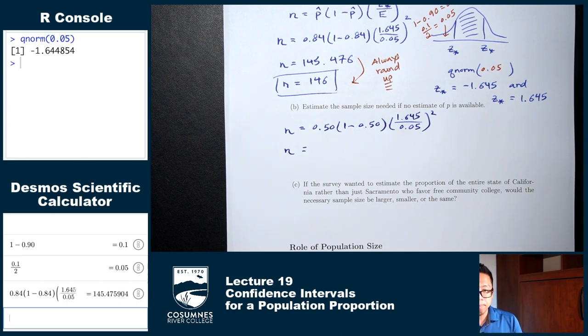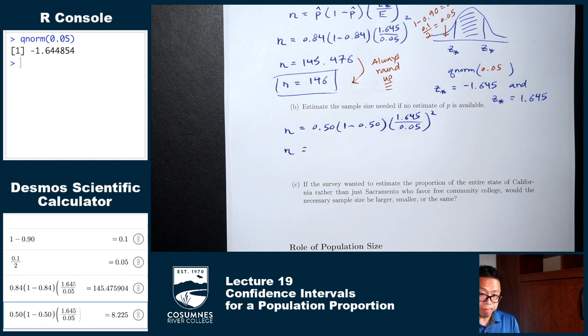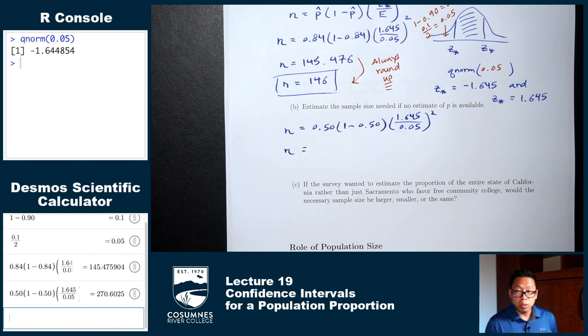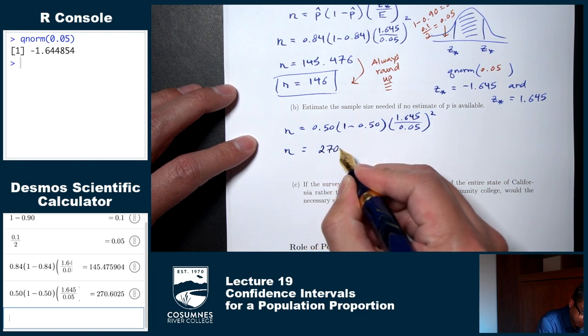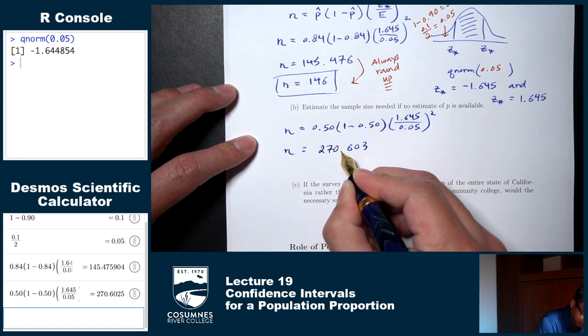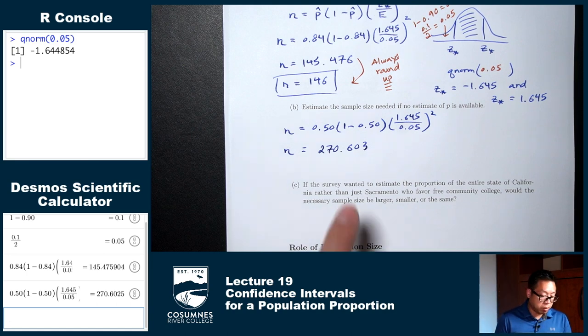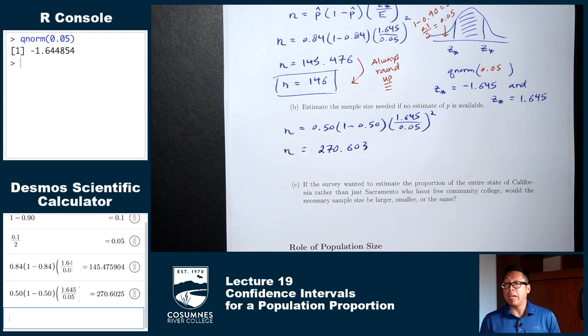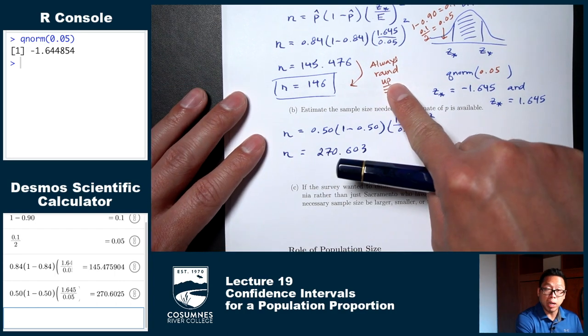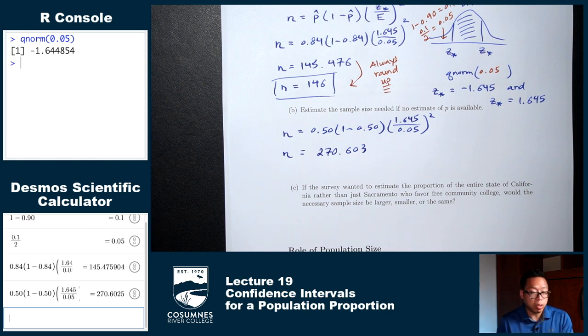So on a calculator, 0.50 times 1 minus 0.50, times 1.645 over 0.05, close parentheses, don't forget to square, 270.603. Okay, we're talking about how many people we should ask for a sample. Does it make sense to have decimals? Does it make sense to have 0.603? How do we round? Always round up. So we're going to round up to 271.